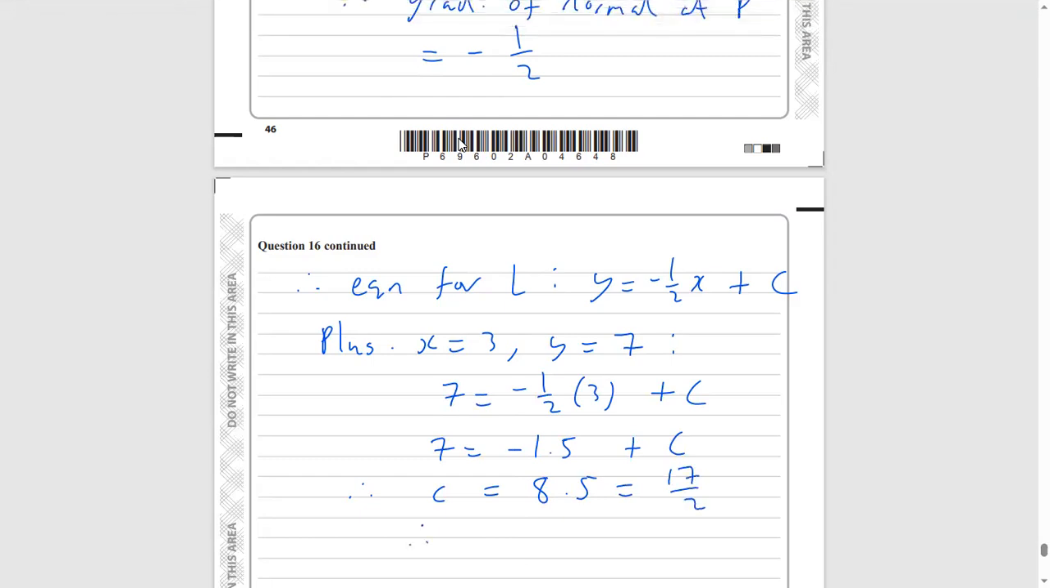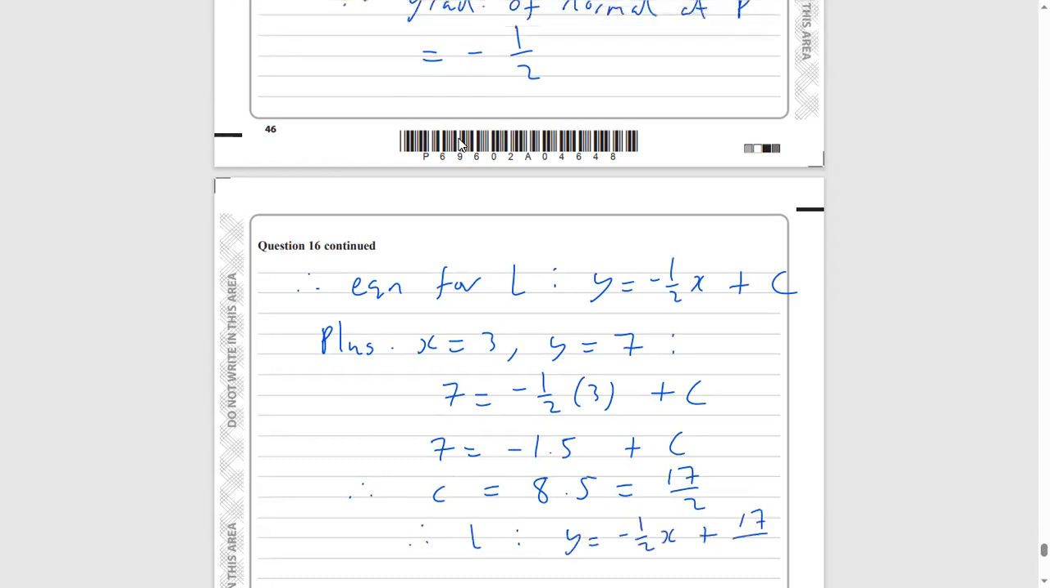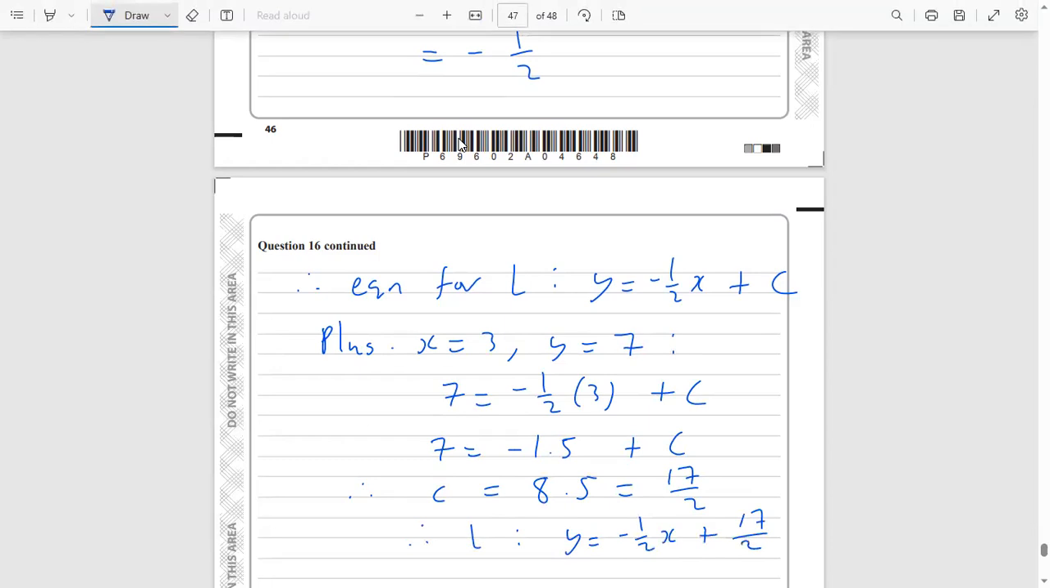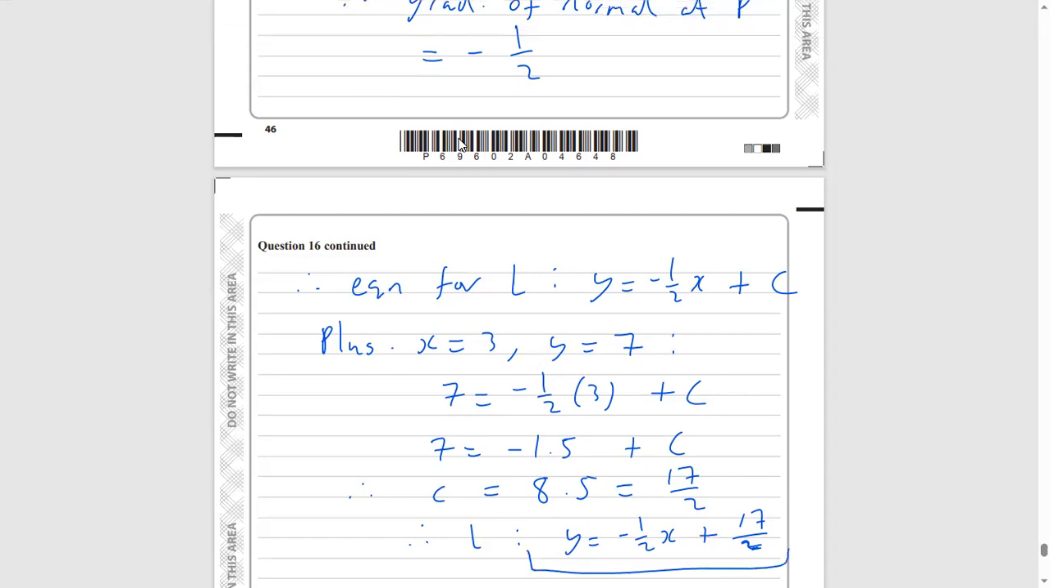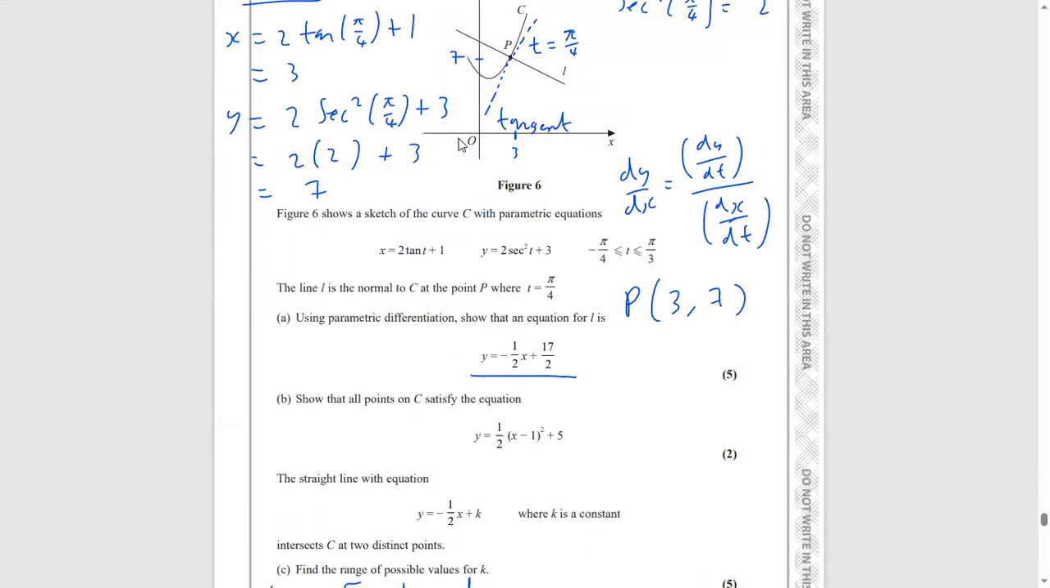So therefore the line L is going to be y equals negative a half x, and then plus 17 over 2. And if we just check the question, yeah, that's exactly the same equation that they got there. So that's how we would do that one.